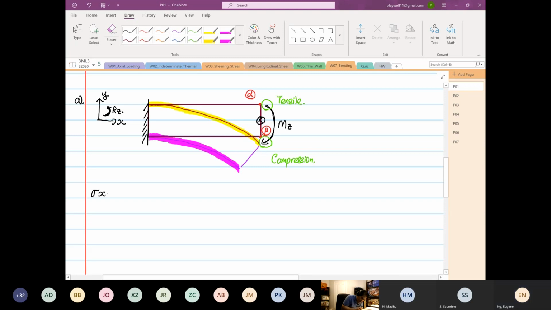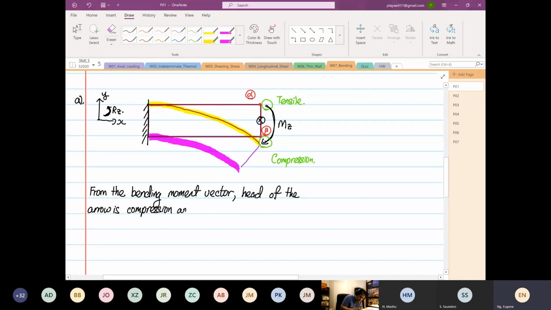I'll write this out. Based on the bending moment vector, the head of the arrow is compression and the tail is in tension, or tensile.